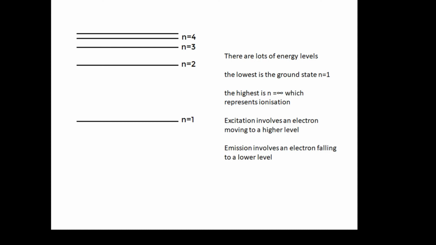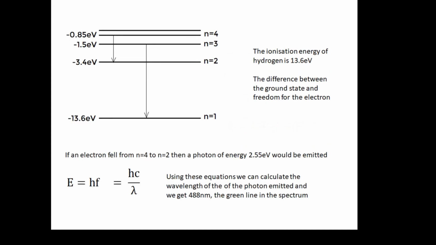Excitation involves jumping up to a higher energy level. Emission involves falling to a lower energy level. We can give values to these energy levels in electron volts. The ionization energy of hydrogen is 13.6 electron volts, so my ground state is minus 13.6 electron volts.